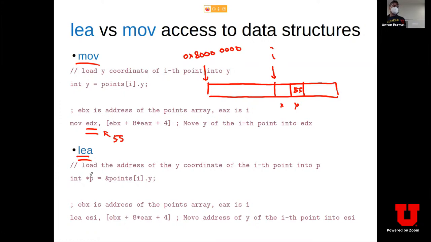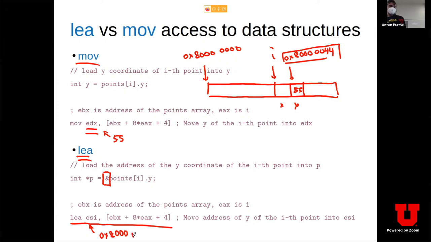What load effective address is doing, although it's written almost identically, just uses a different register here. Instead of placing 55, it will place the address because of this address-of operator here in C, right? So this address, imagine it's 0x8000 0040, and since it's plus 4, 44. So this is the result which will be placed into the ESI register. So ESI at the end will contain 8000044. So that's the difference. 55 is the actual data which is stored at that address, and LEA just gives you the address itself.